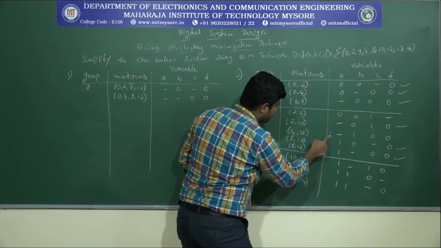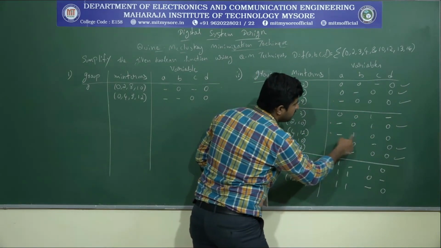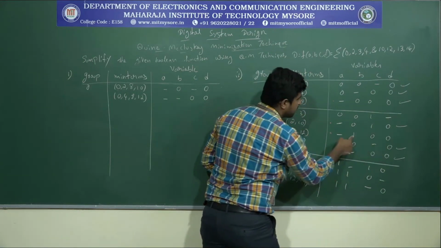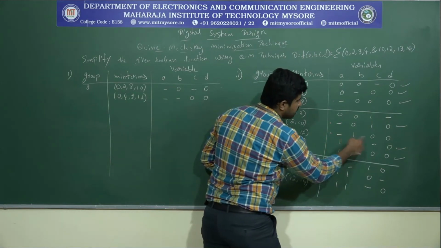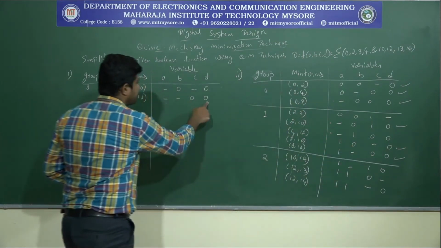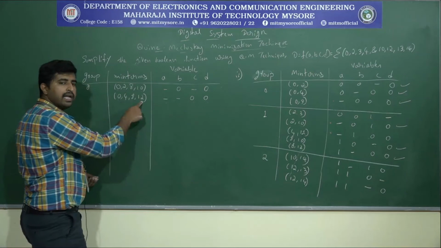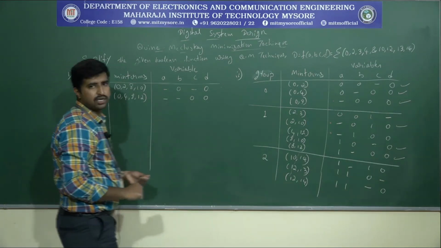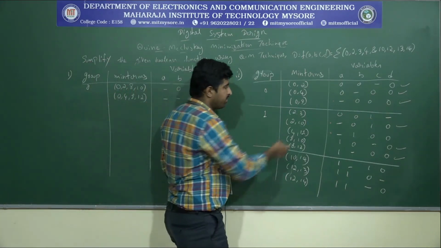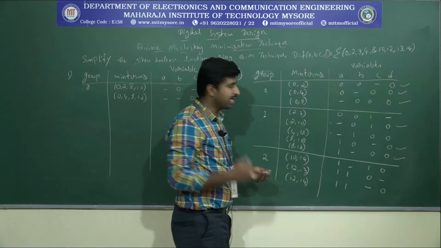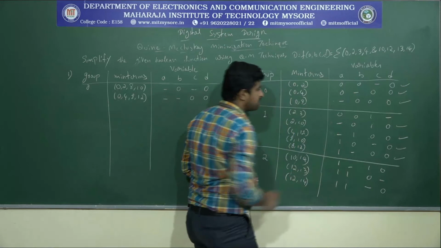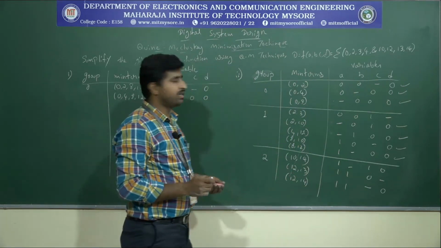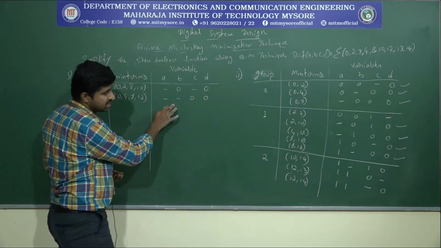Next 0, 8 with 4, 12, dash 1, 0, 0. So that means 0, 8, 4, 12, dash, dash, 0, 0. 0, 4, 8, 12 again is also repeated, already covered by the previous group. So let's tick mark this one. So that is completed here actually.